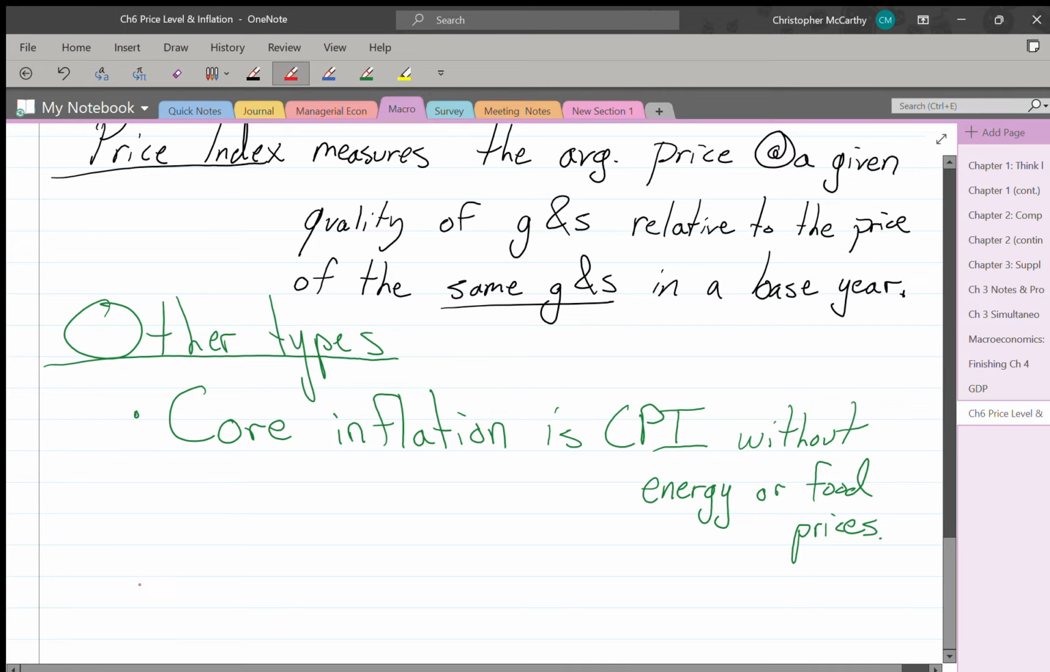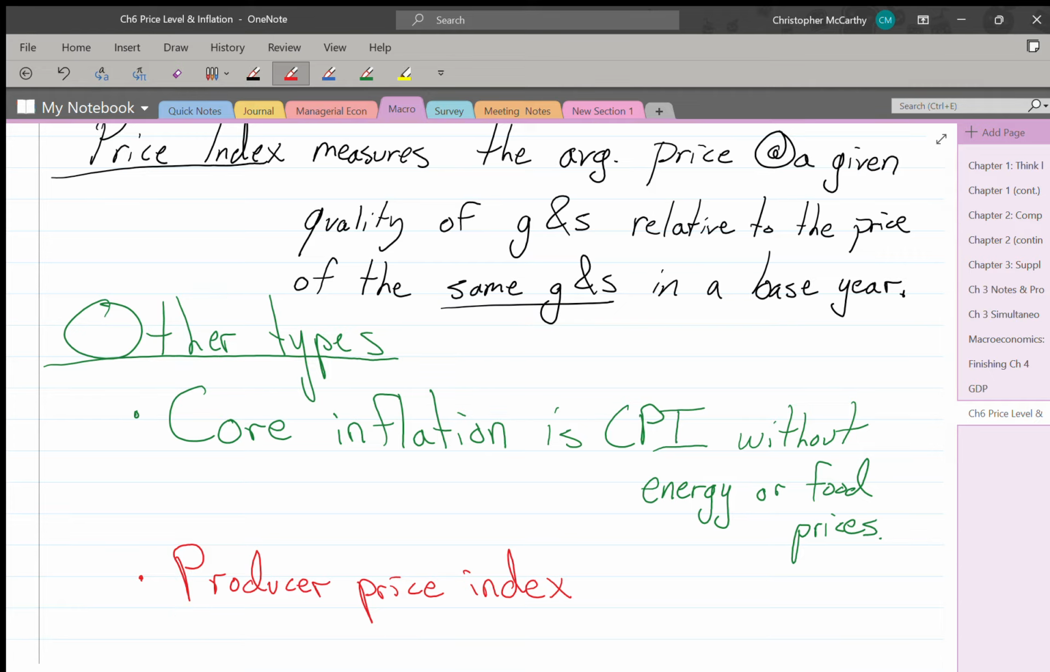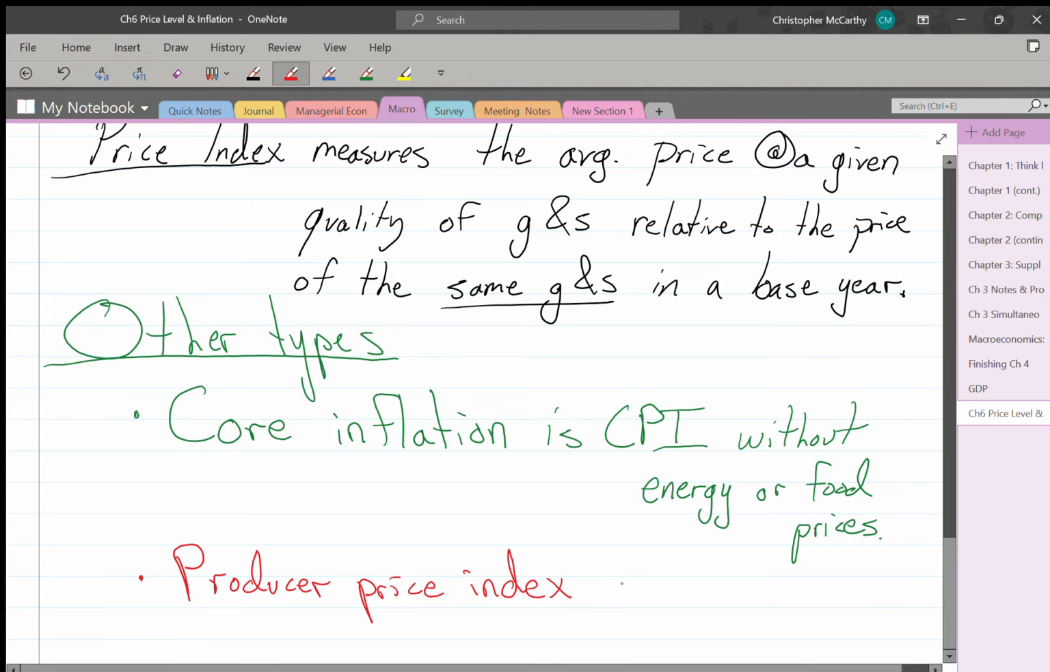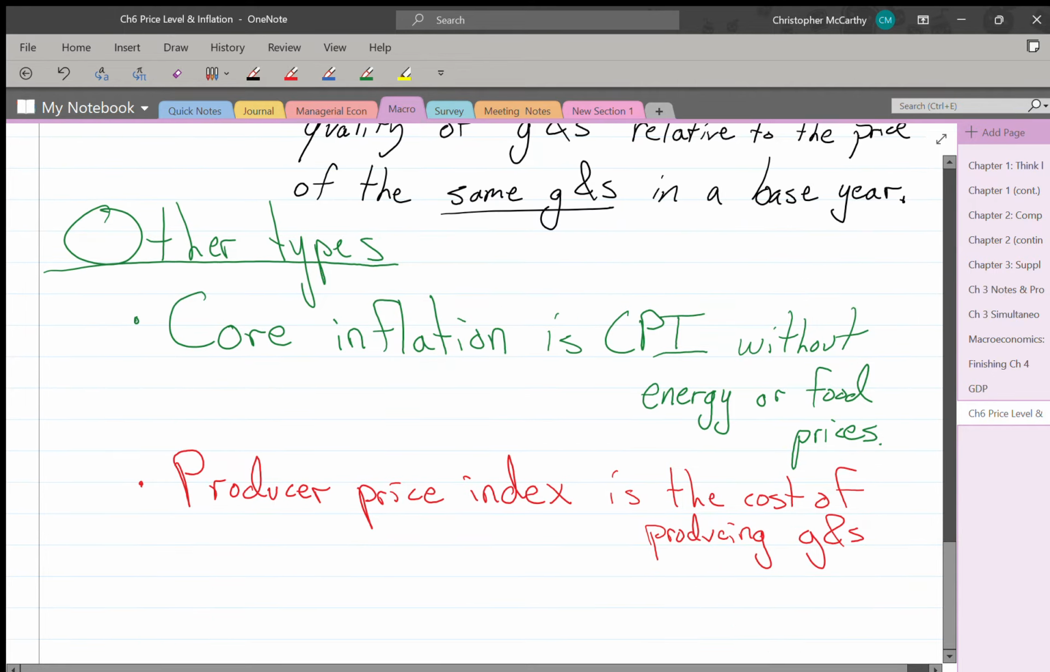So the other one that we have is consuming, which is on one side of the equation, and then we also have producing. You'll hear this one talked about a lot internationally. They'll talk about the PPI numbers for China or some other country. So the producer price index is essentially the average cost of producing goods and services.